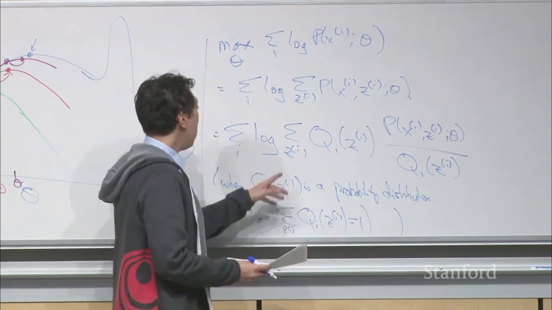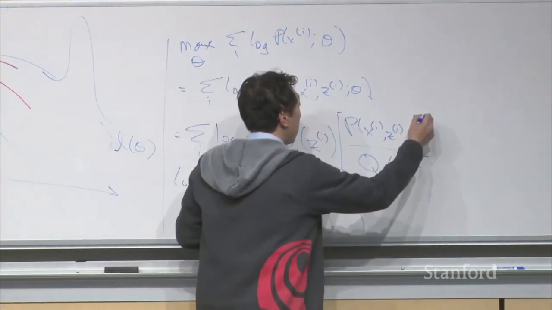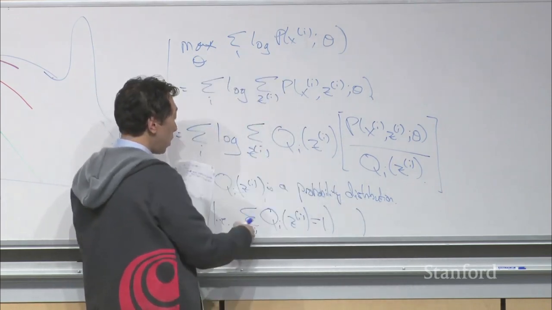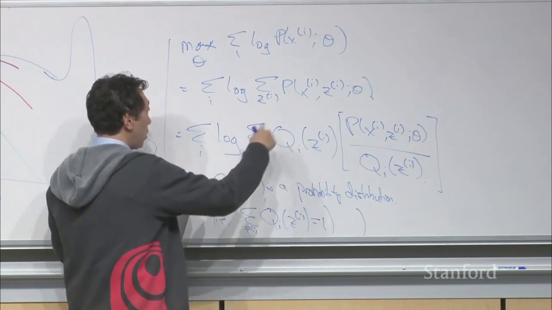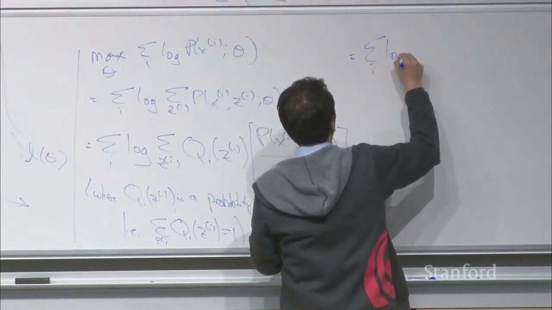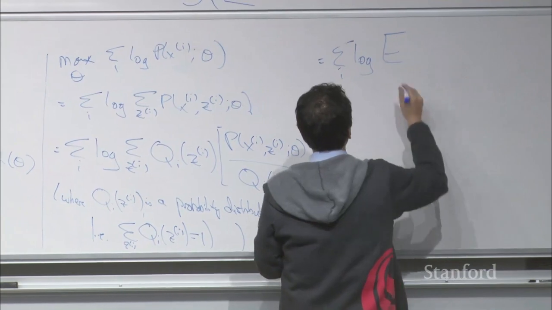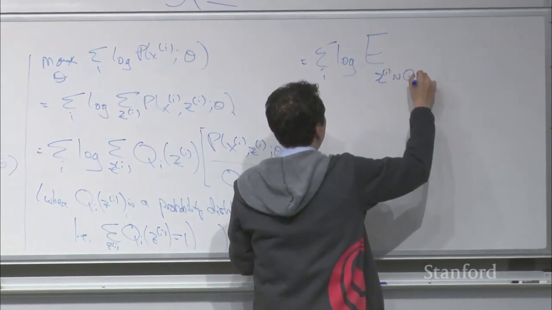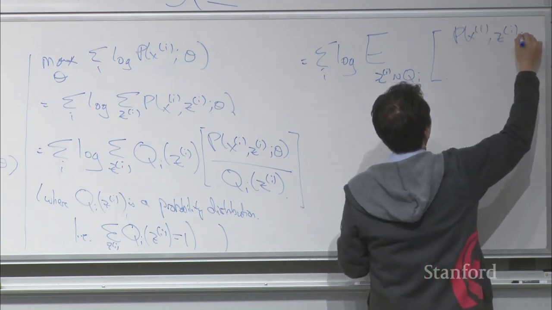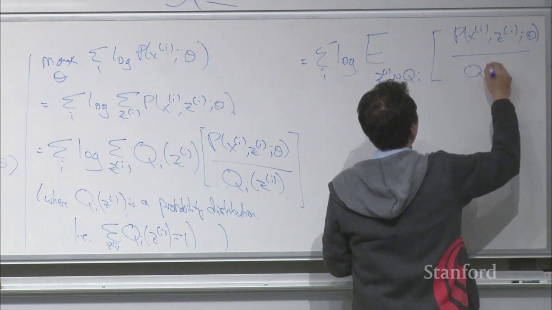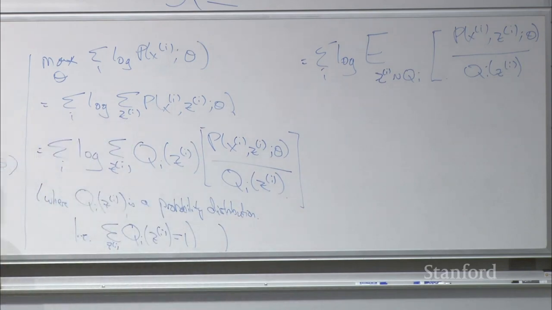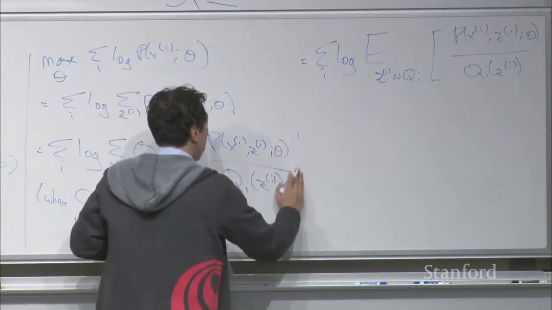Now, if you look at this, let's put square brackets here. If these Qi's are a probability distribution, meaning that the sum over zi of Qi of zi sums to 1, then this thing inside is equal to the sum over i of log of an expected value of zi drawn from the Qi distribution of, actually, let me use colors to make this clearer.